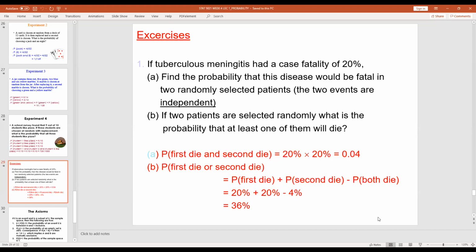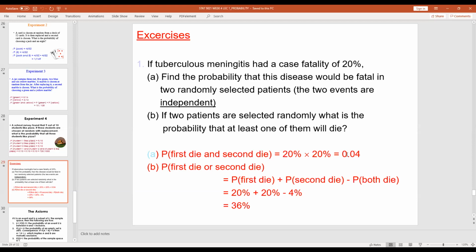The 4% you are having here is saying that when you pick 2 people at random, the probability that they're both going to have that disease is 4 out of 100. That's very small compared to 20%. Then the second question said, if 2 patients are selected randomly, what is the probability that at least one of them will die?